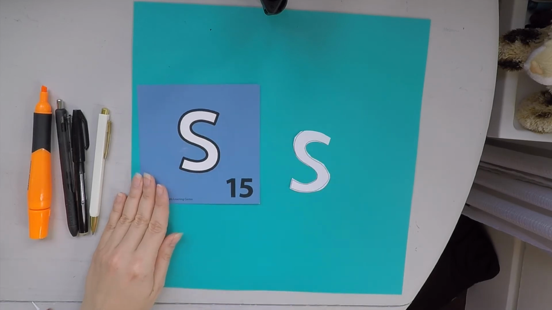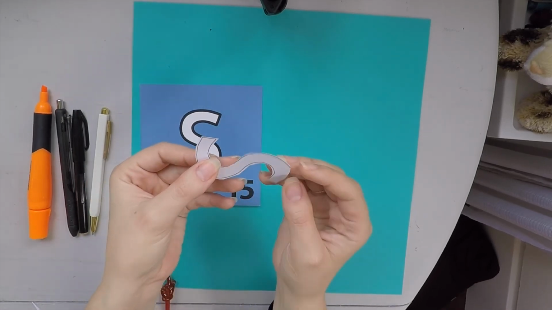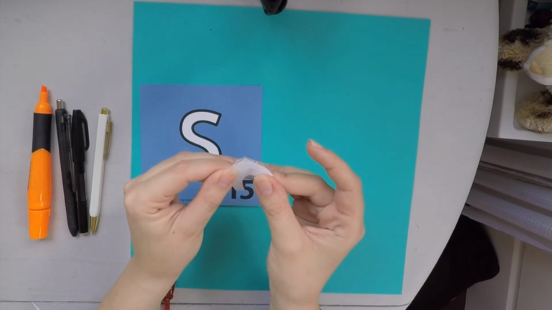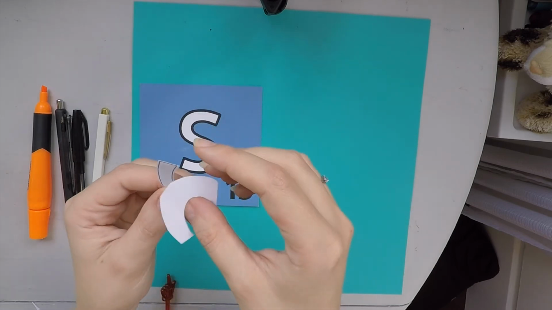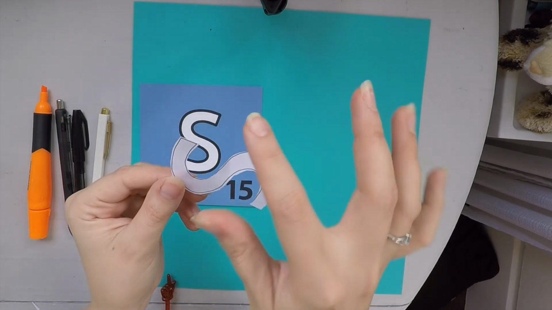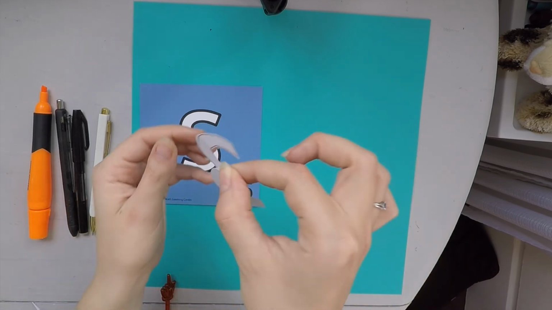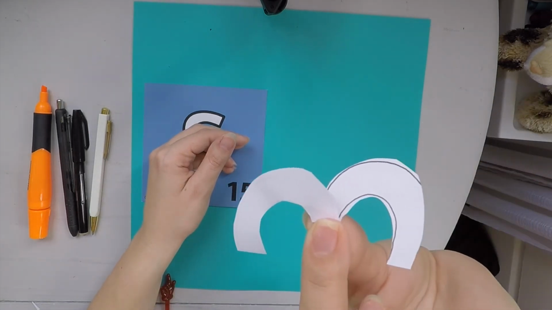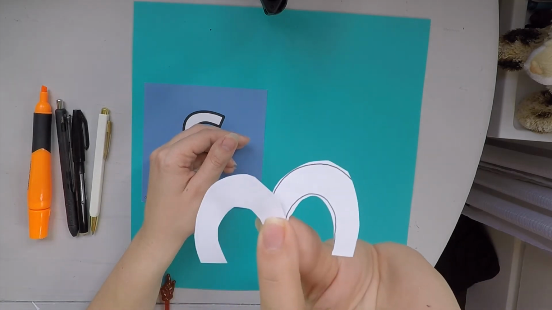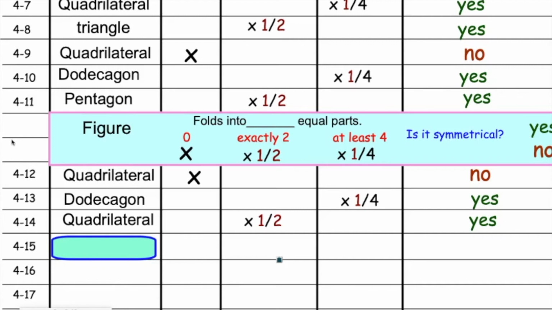So now let's see if we can fold it into equal parts. All right, so I'm going to take my top half and fold it to my bottom half. And you will notice that I wasn't very successful in getting equal parts there. So I'll fold it back open. And I'm going to fold this side to this side the best I can. And it doesn't fold over into equal pieces. So for this one, we can say it has 0 equal parts. We cannot fold it into any equal parts. There's no symmetry here.